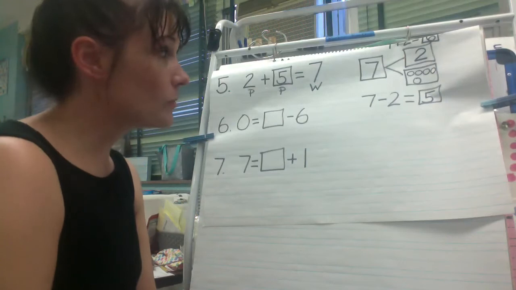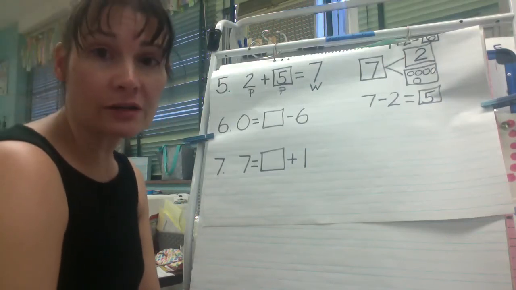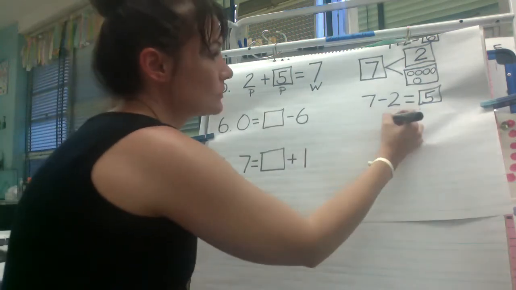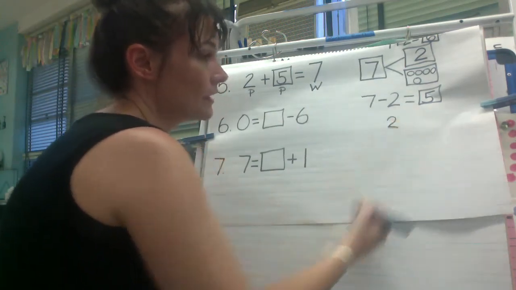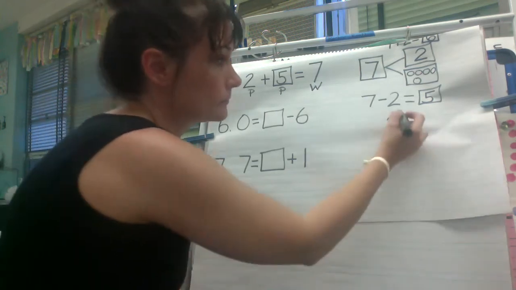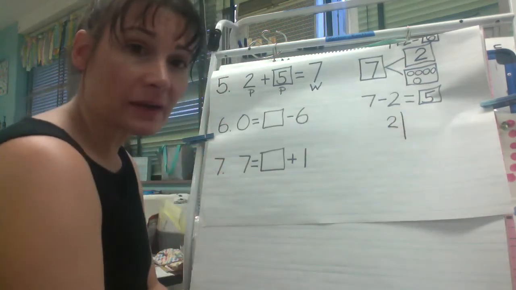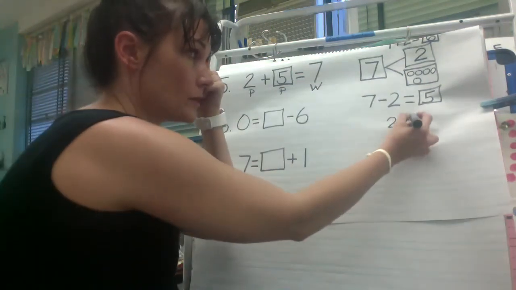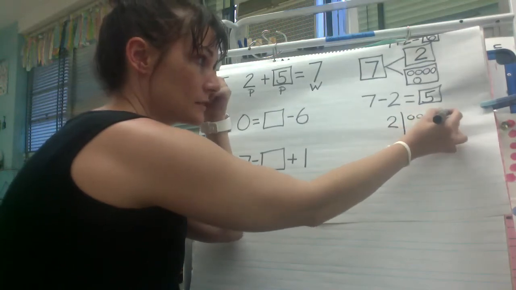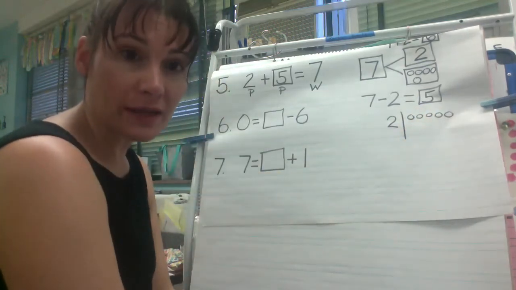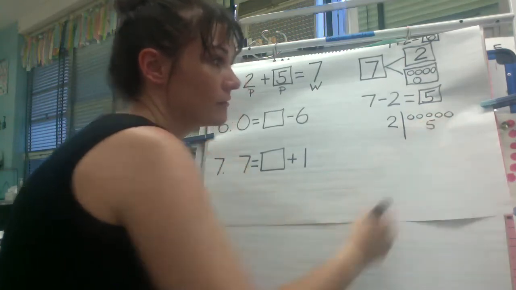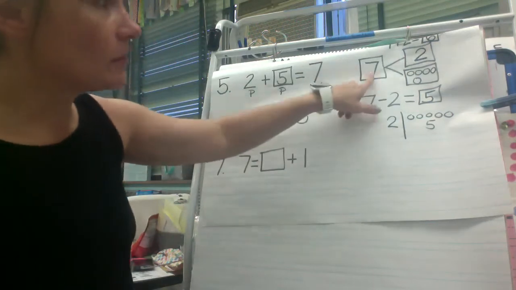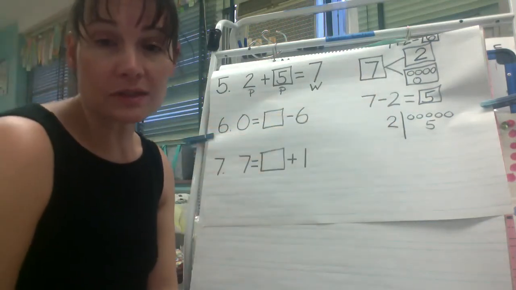Another strategy that you may want to use is counting on with your thinking cap. So if I had 2 and I want to get to 7, I'm going to use my counting on strategy. 2, 3, 4, 5, 6, 7. And what number do I get? 5. Those are just some of the models that you can use to solve for a missing part.